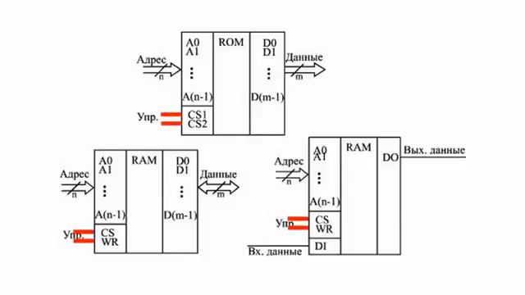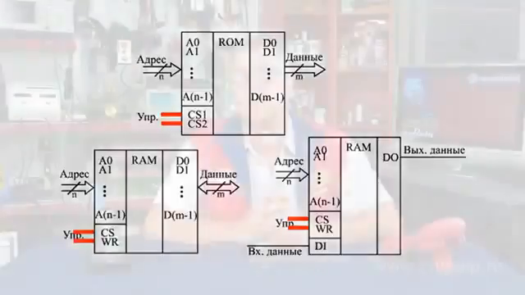There are also the control incoming outputs that define the chip's operation mode. In the majority of cases, the memory has a chip selection or CS input. The RAM also has a write input WR, the active signal level on which switches the chip to the write mode.